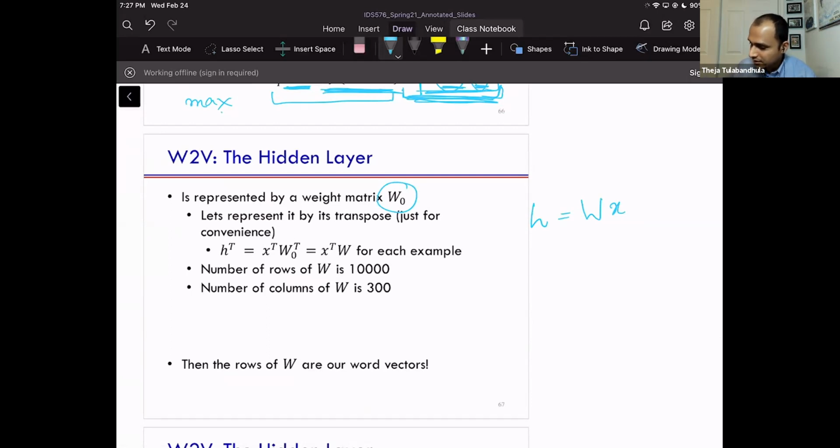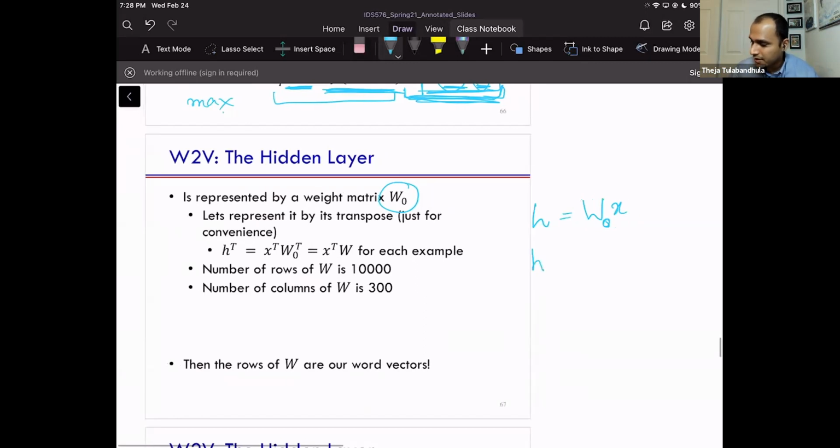Now, what I'm trying to say is that let's call the first linear transformation something like W0 times X. So let's call the first weight matrix W0. Why is that? Because I want to transpose it. So H transpose is equal to X transpose W0 transpose, and I want to call this W. And remember, X is supposed to be a 10,000 cross 1 dimensional one hot encoded vector, right? X is just the one hot encoded vector of which word it is that I want to input.